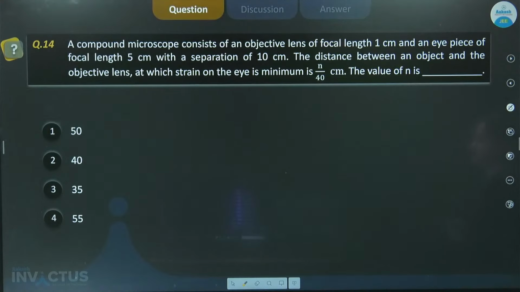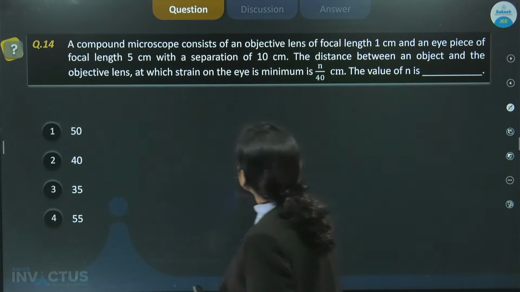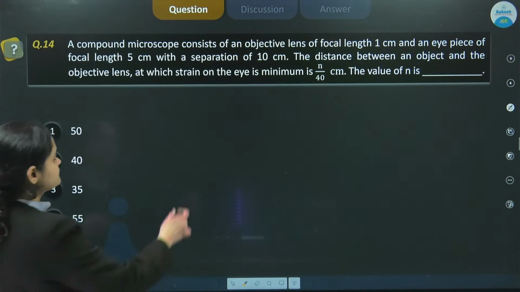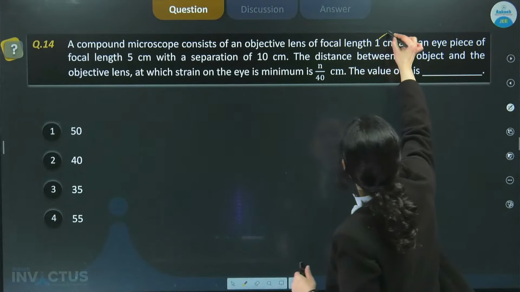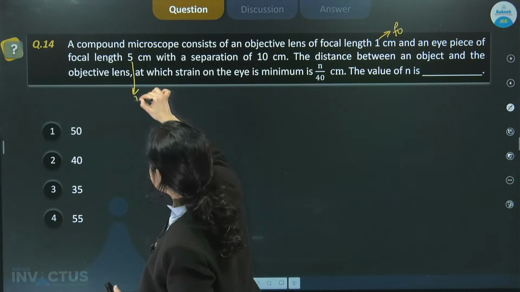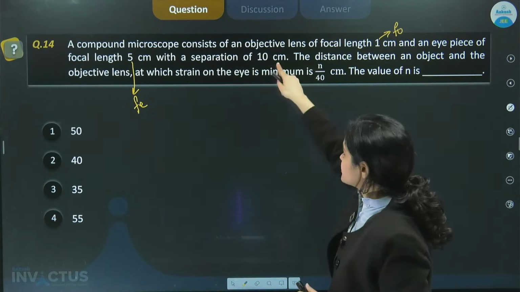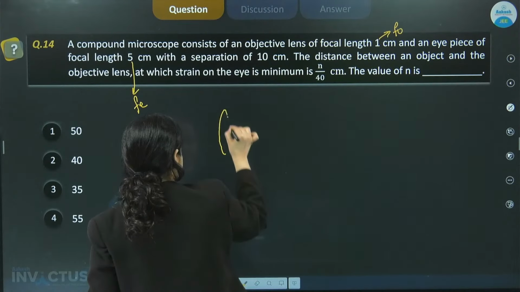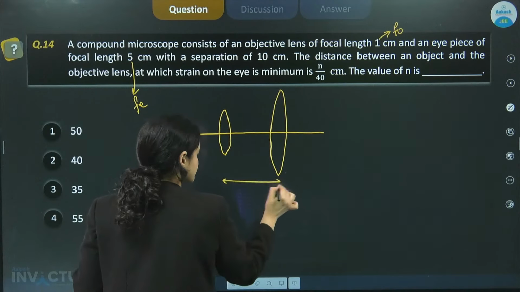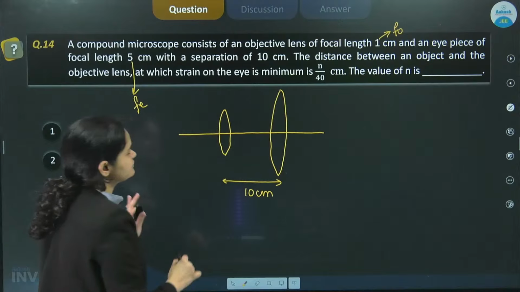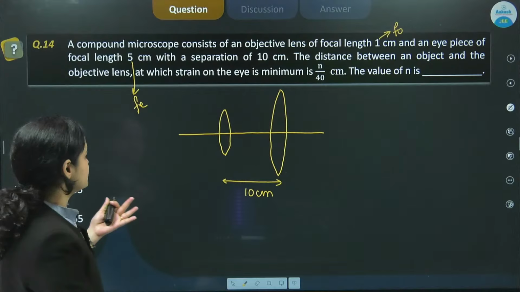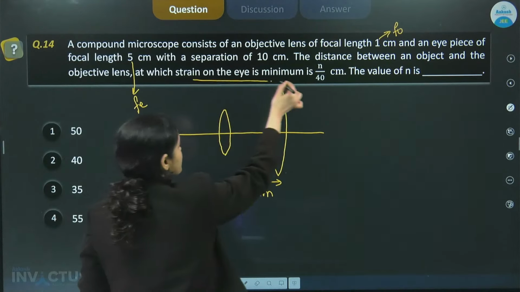Okay. Now question number 14. All right. So this is a compound microscope. Objective. Okay. Focal length FO is given to us. Okay. Eyepiece का focal length given है हमें. FE is given to us. Now the separation between them, that means अगर हमारे पास objective and eyepiece है, तो इनके बीच का separation is given as 10 centimeters. L is given to us. All right. Now distance between an object and the objective lens हमें निकालना है, so that okay, so the strain in the eye is minimum.